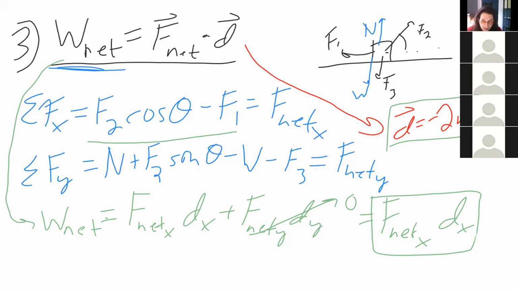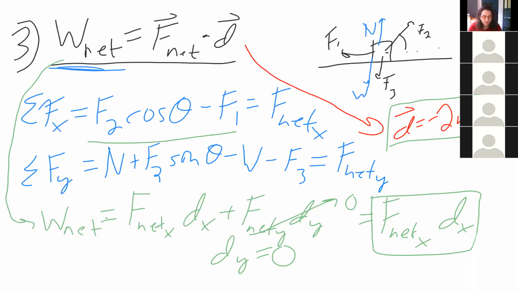Now, we know how to find work. We know how to find net force. That's good. F net does not go to 0, Lauren. The y component of the displacement is 0. So this is because d sub y is 0. So it's the product of those. Okay, cool. So we can find work by taking a dot product.